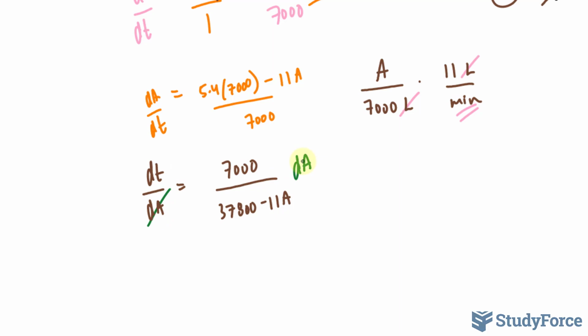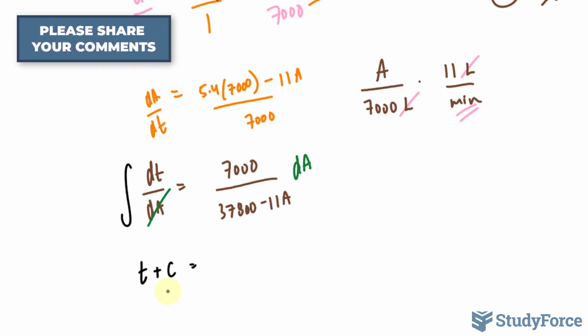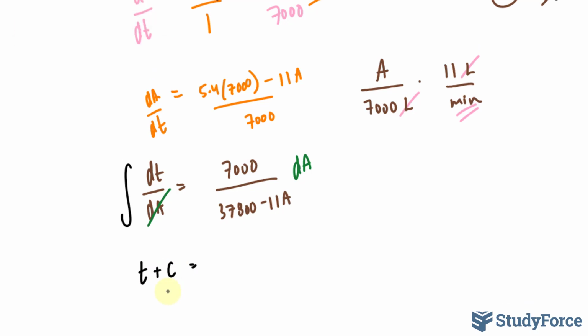And there you go. I have dt on the left side, and the expression on the right side is exclusively in terms of A. Integrating dt gives me t plus c. I've placed the constant plus c on the left side because this equation is with respect to t. You put the constant on the side where it is in respect to.